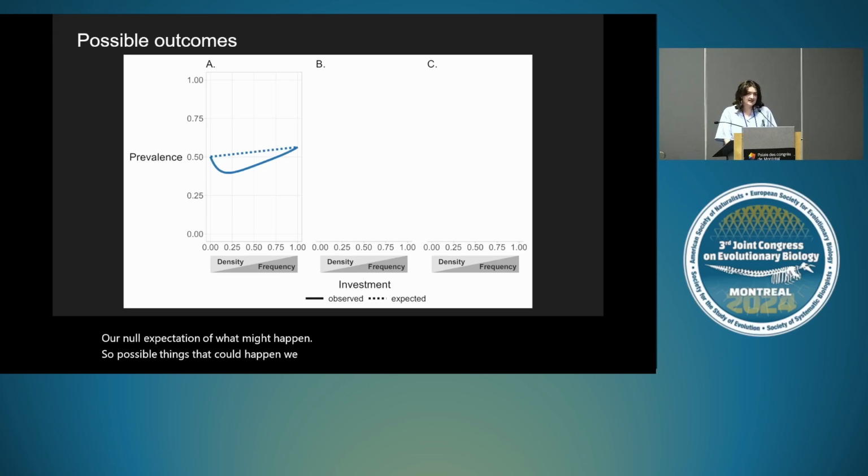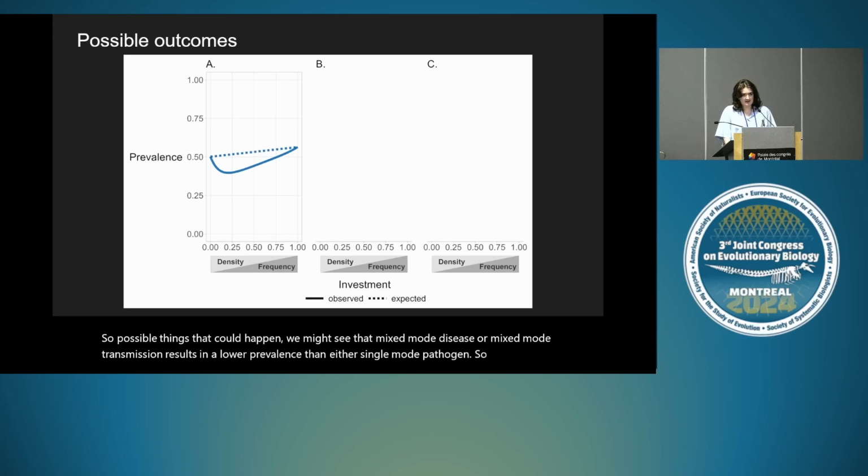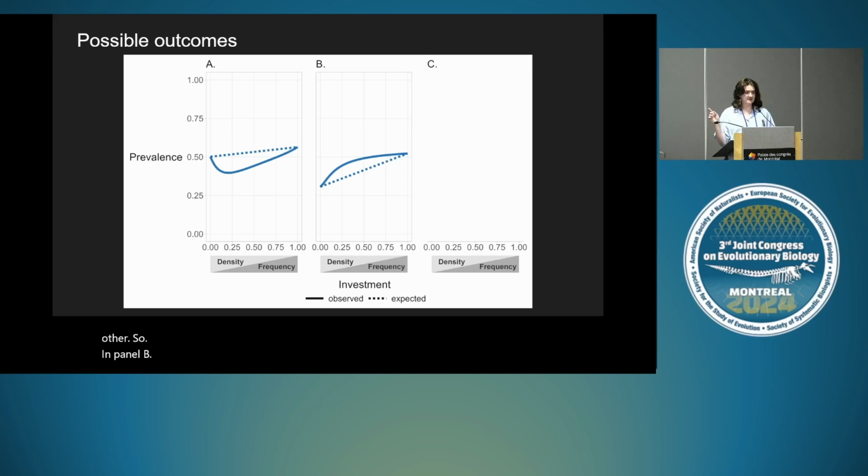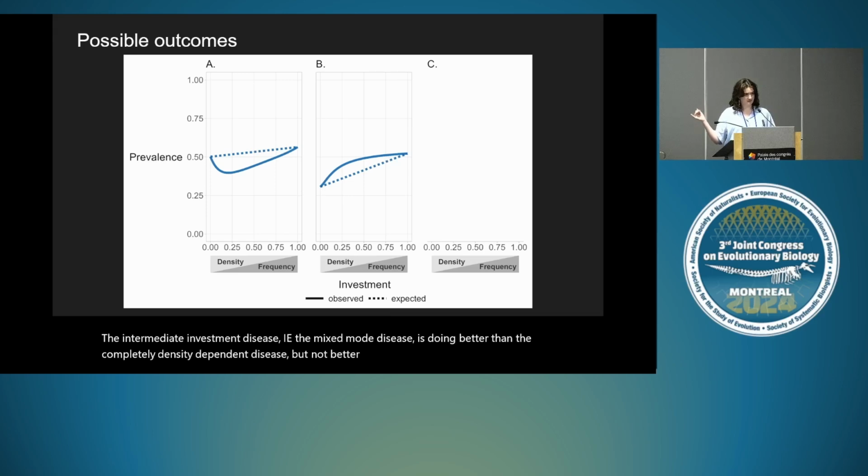Possible things that could happen: we might see that mixed mode transmission results in a lower prevalence than either single mode pathogen. Here we would expect that mixed mode disease is selected against. On the other hand, we could have mixed mode disease performing better than one of the single modes, but not the other. So in panel B, the intermediate investment disease, i.e. the mixed mode disease, is doing better than the completely density-dependent disease, but not better than the completely frequency-dependent disease.